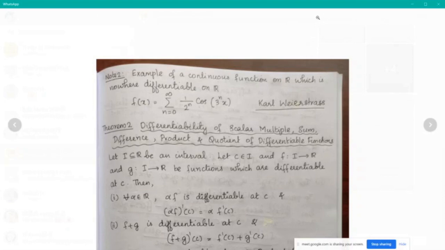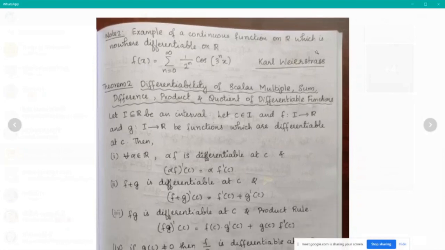ഇതുപോലെ നമുക്ക് ഈ കോൺസ്റ്റന്റ് ഒക്കെ മാറ്റിയിട്ട് നമുക്ക് ഇതുപോലെ സിമിലർ ഫംഗ്ഷൻസ് ഡിഫൈൻ ചെയ്യാം. എവരിവെയർ കണ്ടിന്യൂസ് നോവെയർ ഡിഫറൻഷ്യബിൾ ഫംഗ്ഷൻസ്. പക്ഷെ നമുക്ക് ഈ വെയർസ്ട്രാസിന്റെ ഈ ഫംഗ്ഷൻ ഒന്ന് ഓർത്തിരിക്കുക. എക്സാമിനേഷന് വേണ്ടിയിട്ട് ചോദിച്ചാൽ ഈ സിഗ്മ n equal to 1 to infinity, 1 by 2 power n, cos of 3 power n x. Okay, ഈ ഒരു ഫംഗ്ഷൻ ഒന്ന് ഓർത്തിരിക്കുക.